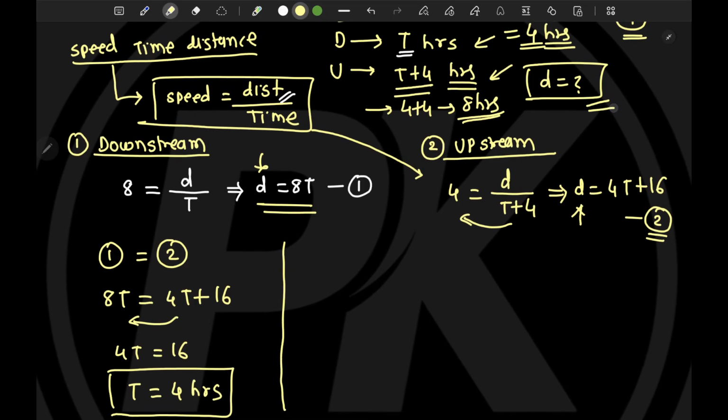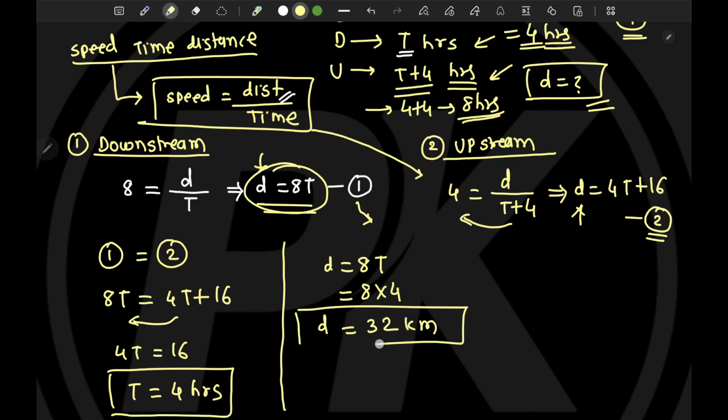We have to find out a distance. So use either of the cases. Use equation number 1 or equation number 2 and put the value of t. So equation number 1 I will write as it is here. D is equal to 8t, and t is how much? 4 hours. So 8 into 4 is equal to 32, and hence d is equal to 32 kilometers.